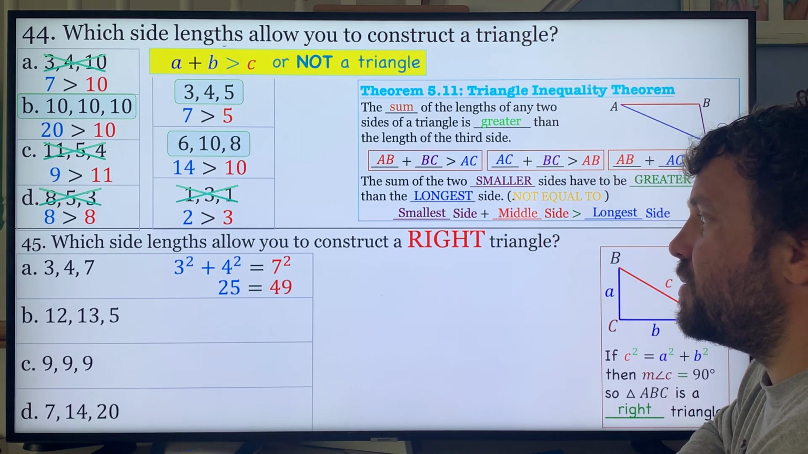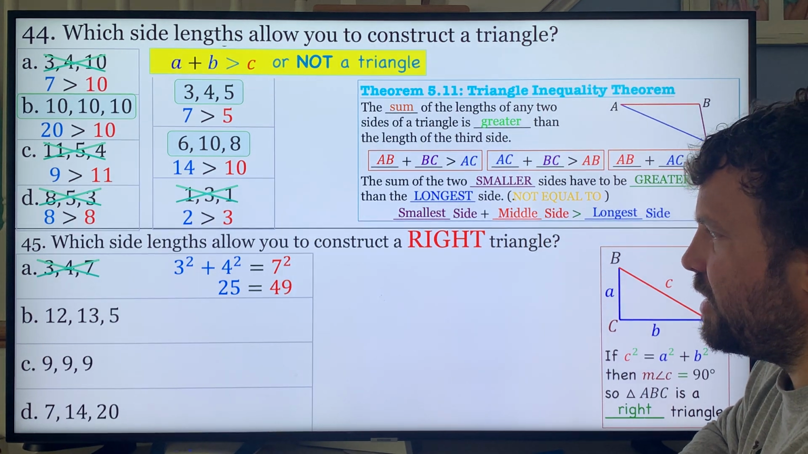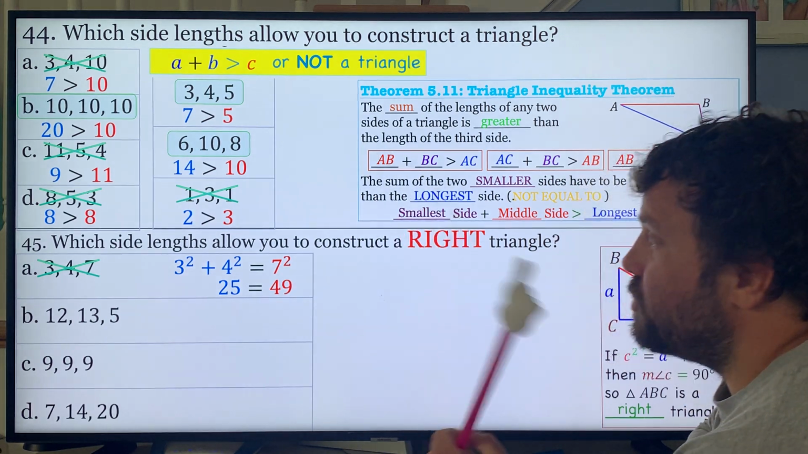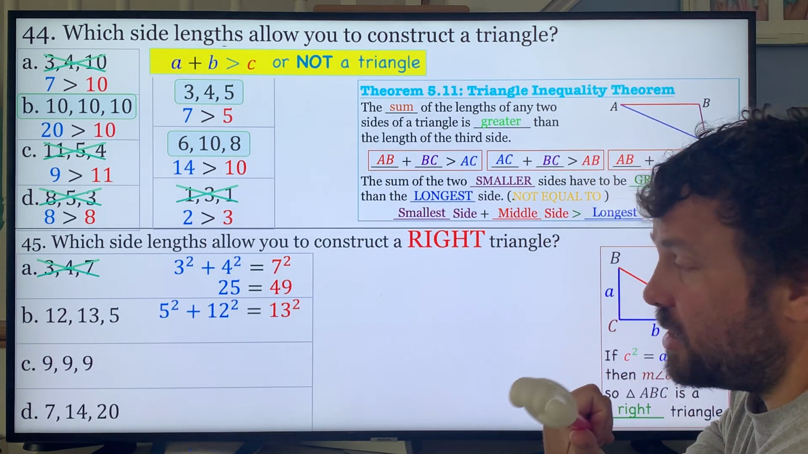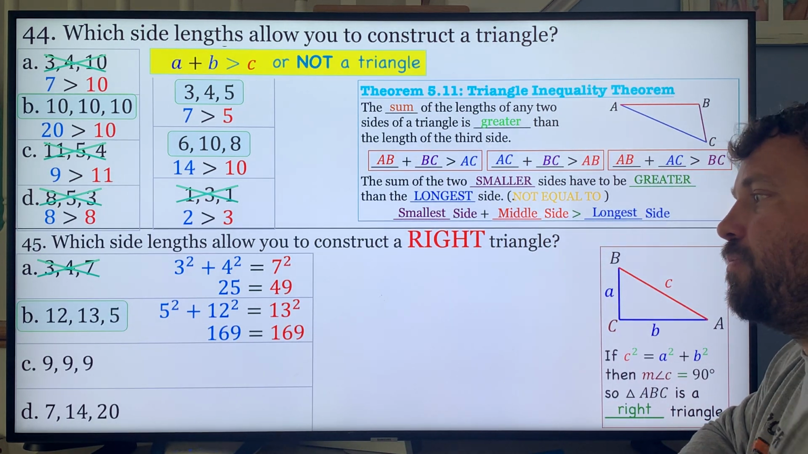So 3 squared plus 4 squared. 9 plus 16 is 25. Is 25 equal to 49? Not a right triangle. All right. This would actually be an obtuse triangle. All right, next one. 5 squared, 12 squared, 169. They're equal, so B is a right triangle.